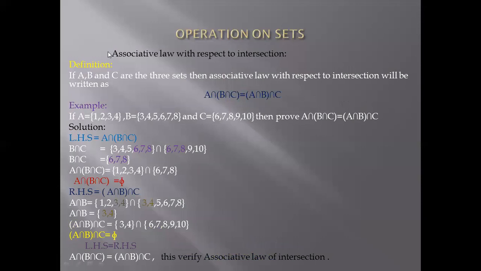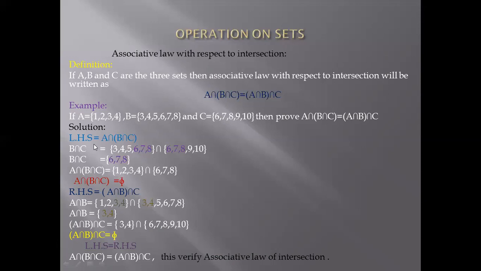Associative law with respect to intersection: if A, B and C are the 3 sets, then the associative law with respect to intersection will be written as A intersection B intersection C is equal to A intersection B intersection C, with the brackets placed differently. The procedure is the same, the partners are the same, the brackets are the same, only the operation is changed. In the union, we have the straight U, and in intersection, we have the U upside down. Again, the same procedure in the left hand side. First, we solve the bracket, and then with the other set.